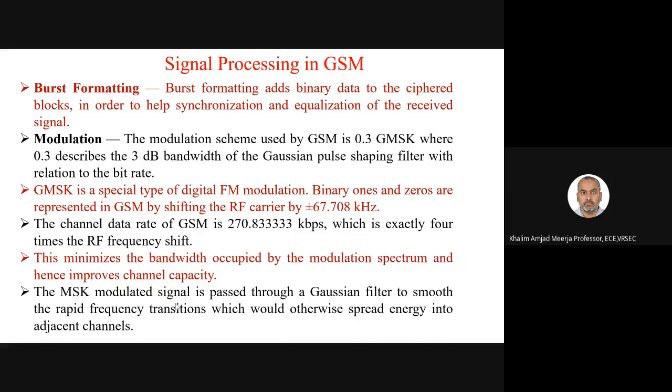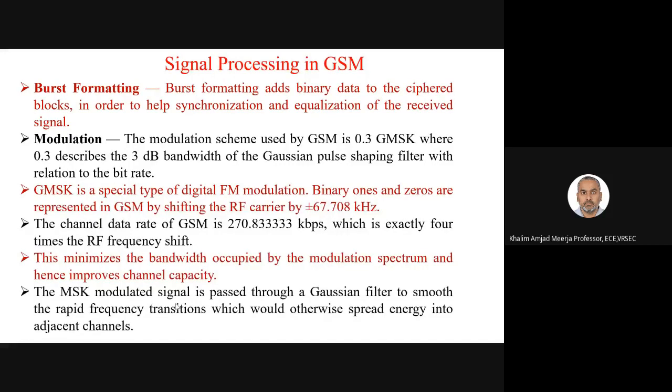Modulation is used by GSM to transmit the data, zeros and ones. So 0.3 GMSK is used, where 0.3 describes the 3 dB bandwidth of the Gaussian pulse shaping filter in relation to the bit rate. GMSK is a special type of digital modulation. Binary ones and zeros are represented in GSM by shifting the RF carrier by plus or minus 67.708 kilohertz.